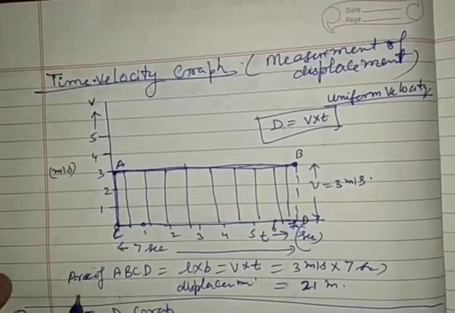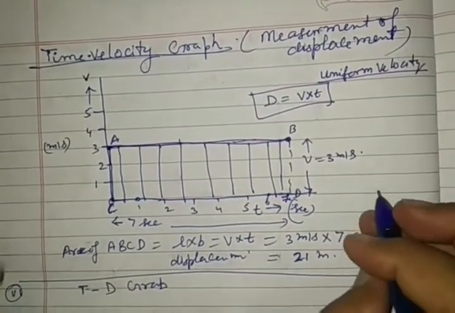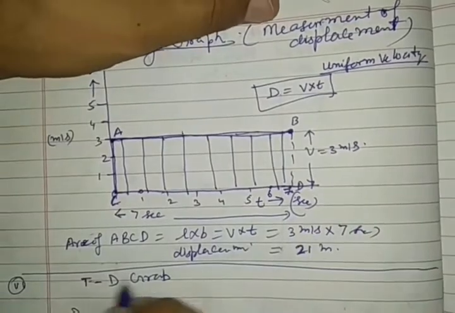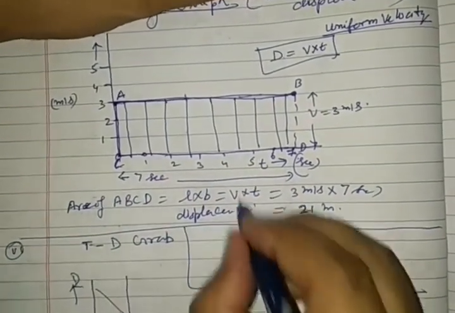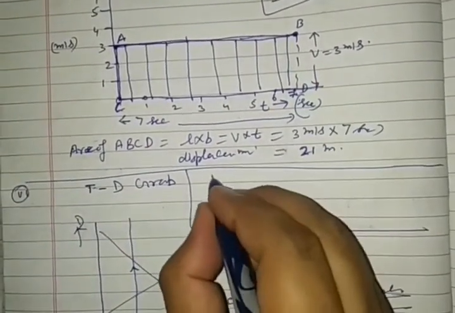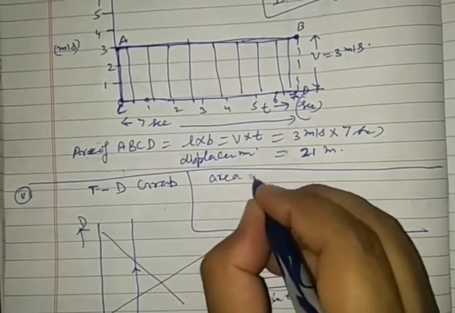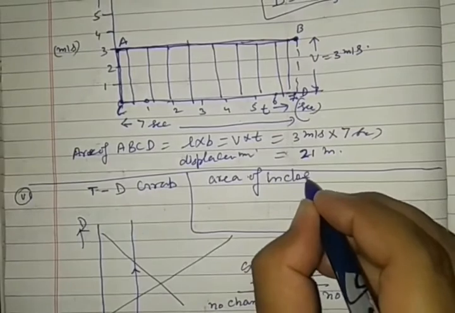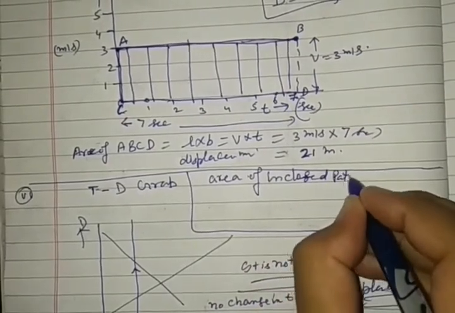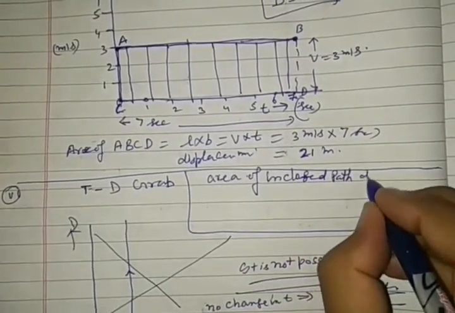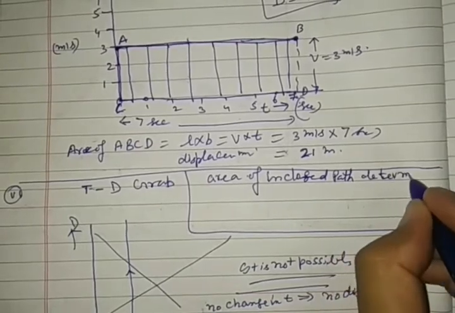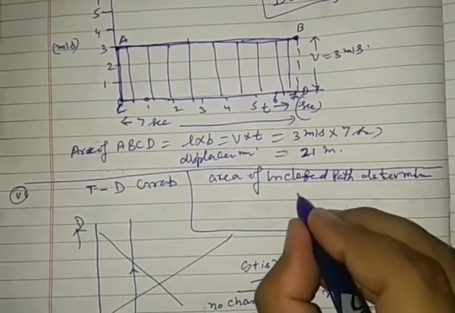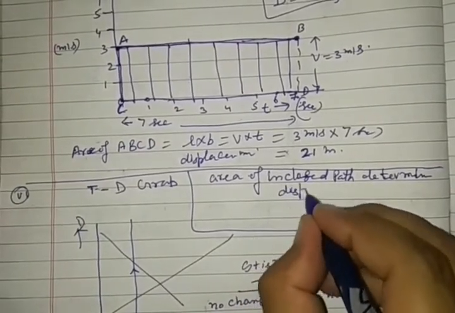So here the area of the enclosed path determines displacement.